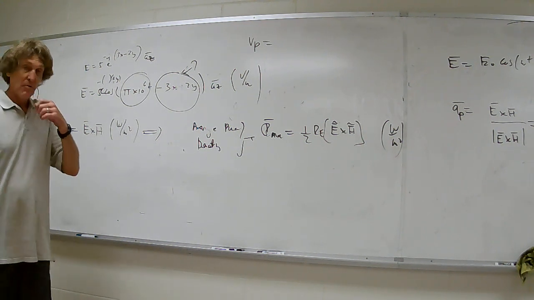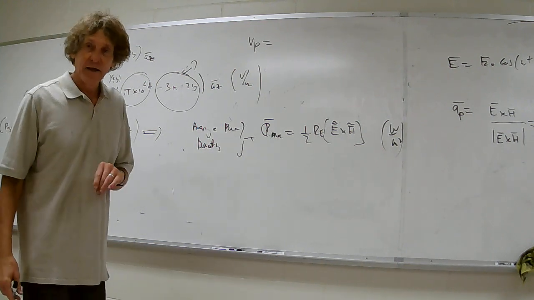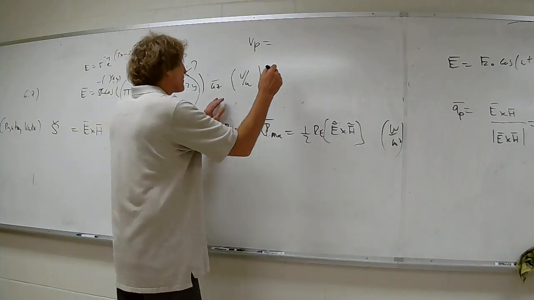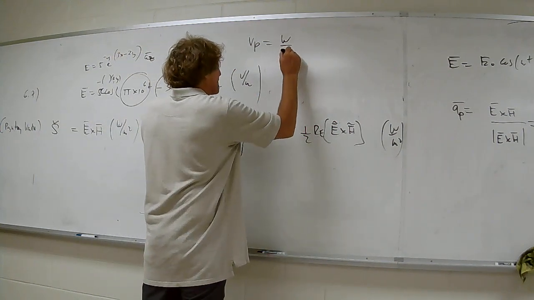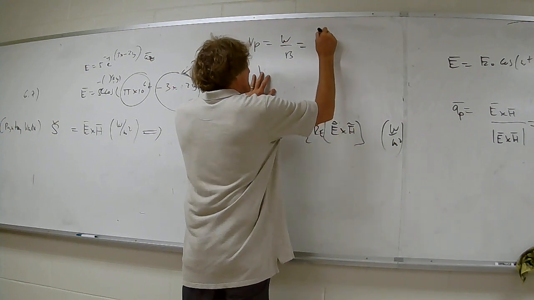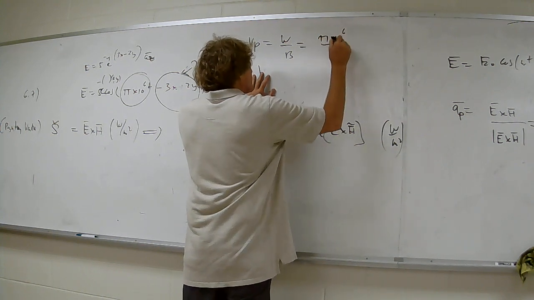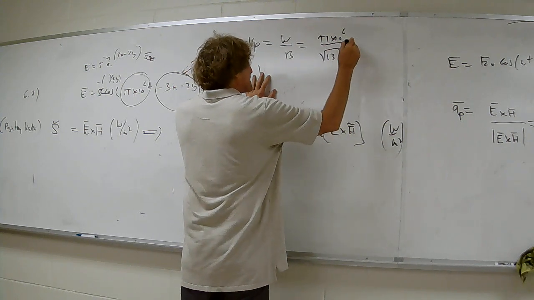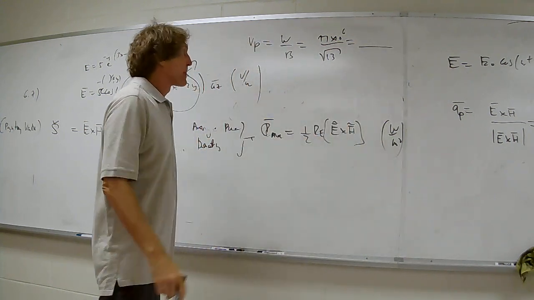Now, look, what's the phase velocity? It's just going to be omega over beta, right? Let's find out what it is. What's omega? Pi times 10 to the 6. What's beta? Square root of 13. What is it? I don't know. Tell me.